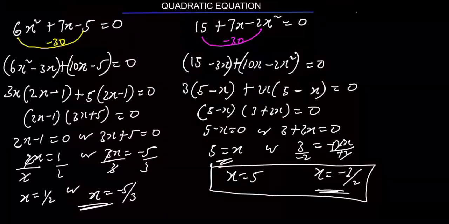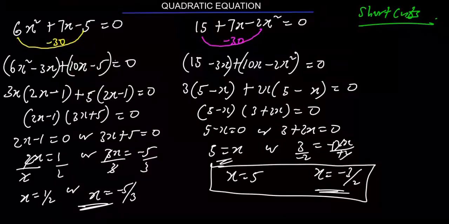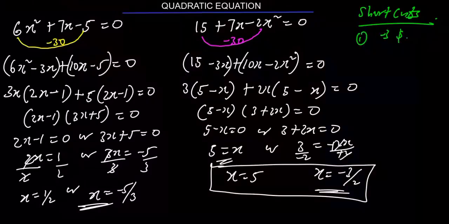Okay, let's look at the shortcut. What is the shortcut? Firstly, we will use the same method. Remember, the numbers that we got here were minus 3 and plus 10. So for this first one, we have minus 3 and plus 10. Now, your first thing is just to change the sign. Don't worry, just change the sign. If I change the sign of this one, you have plus 3. Change the sign of this one, you have minus 10.